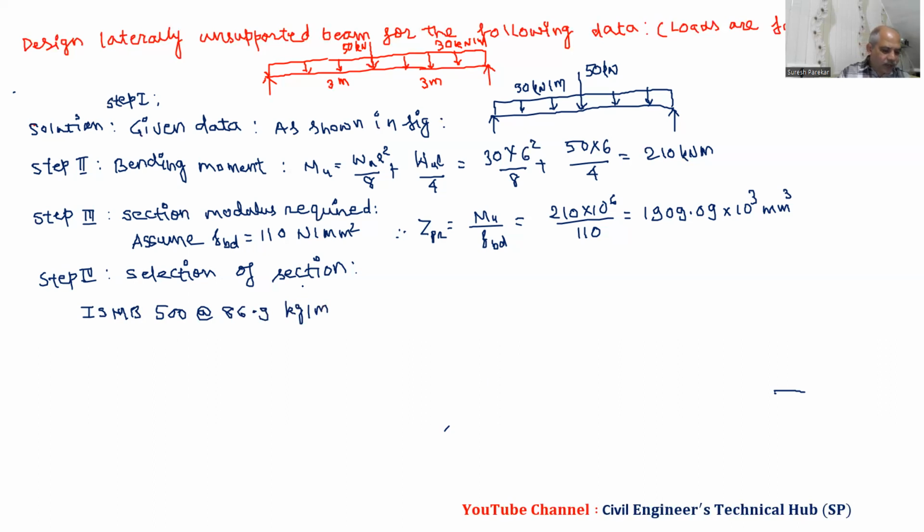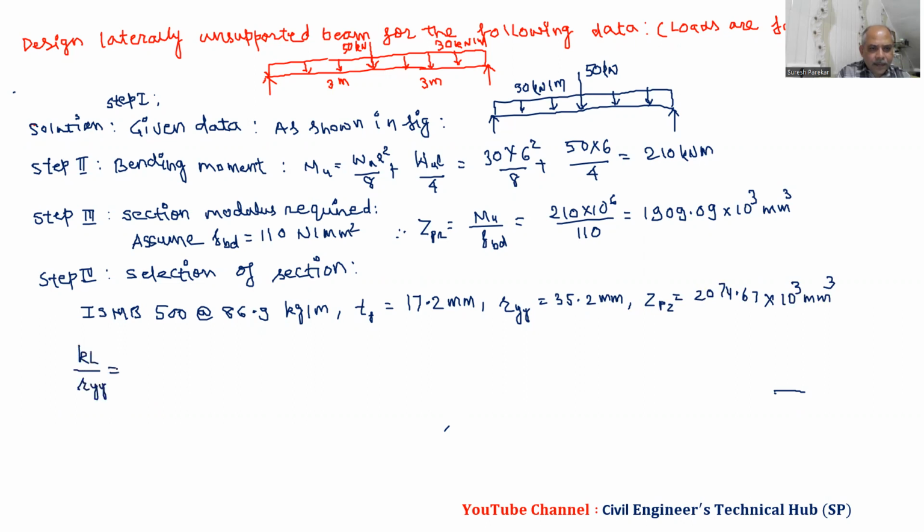Now I will calculate values tentatively. So I have TF 17.2 millimeter, RYY we have 35.2 millimeter, and ZPZ 2074.67 into 10 raised to 3 millimeter cube. Now you can see this. We have KL upon RYY, 6000 divided by 35.2. We have this value 170.45, and HF upon TF.